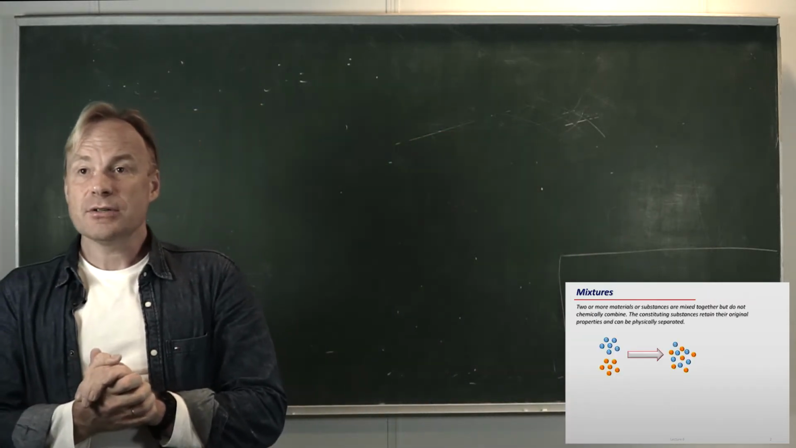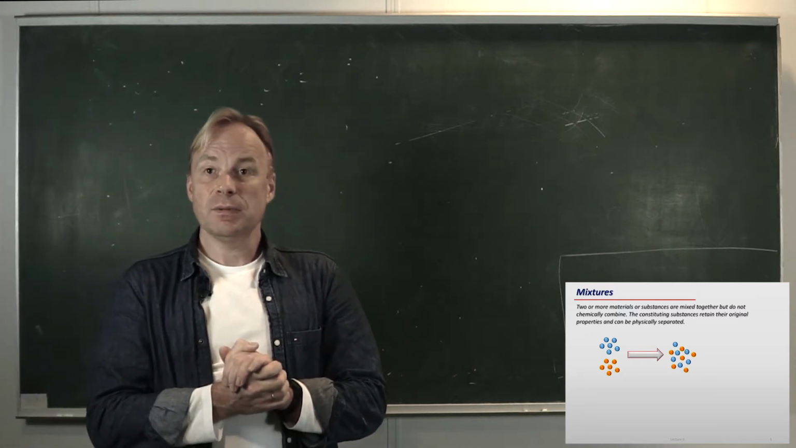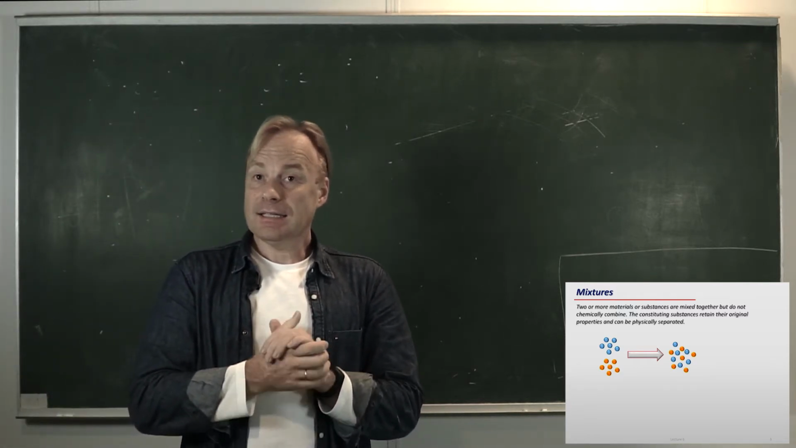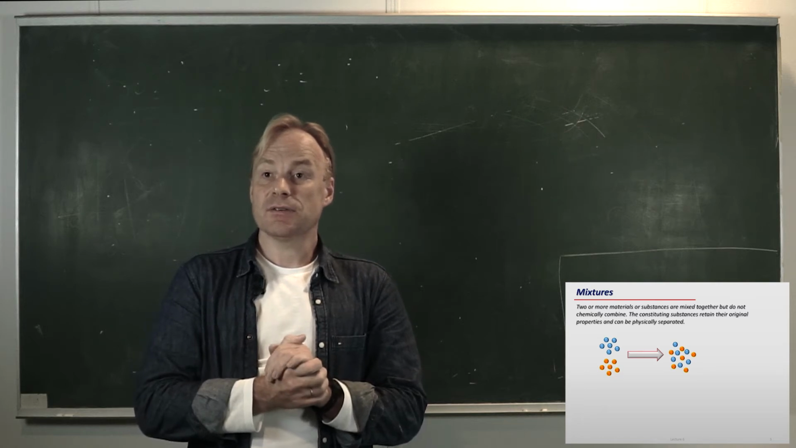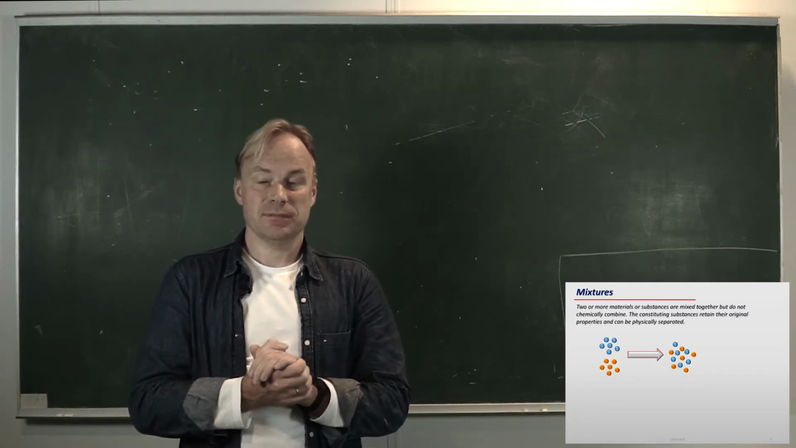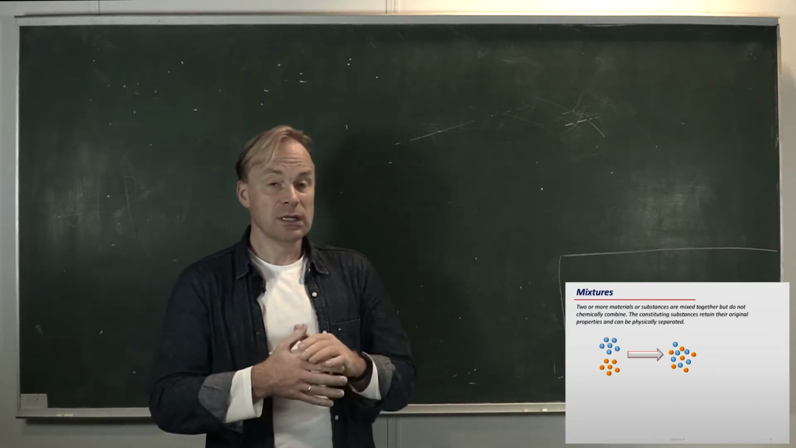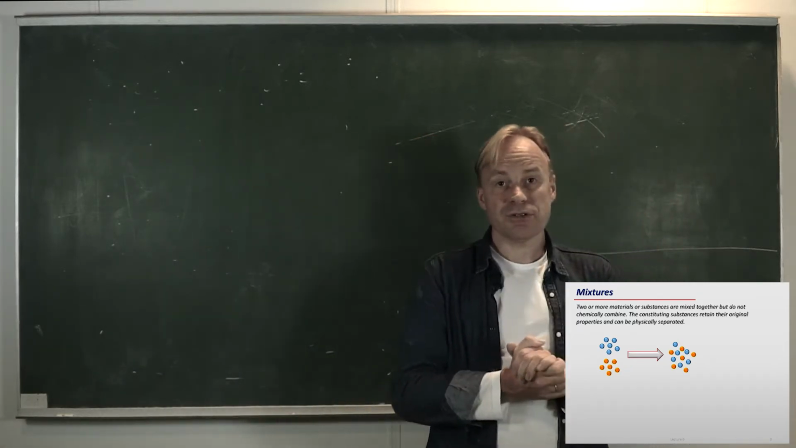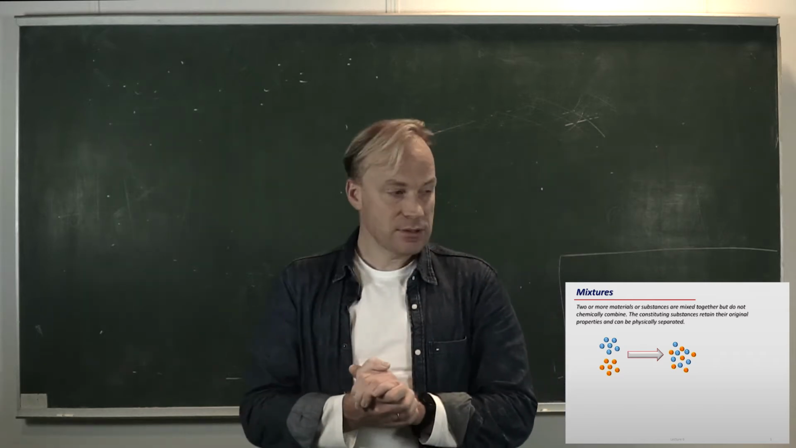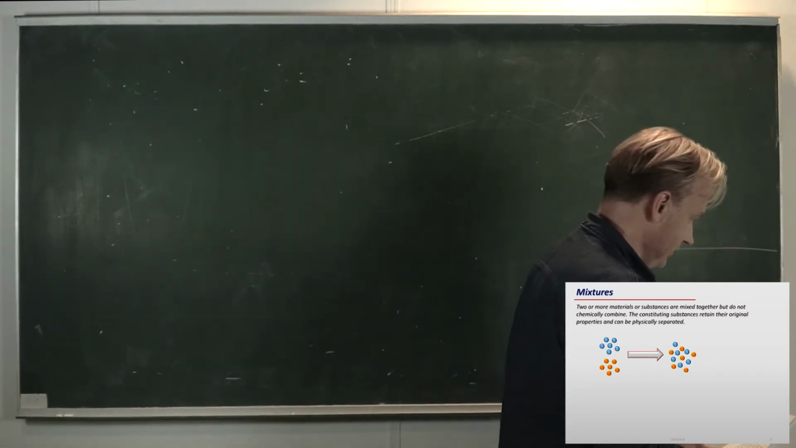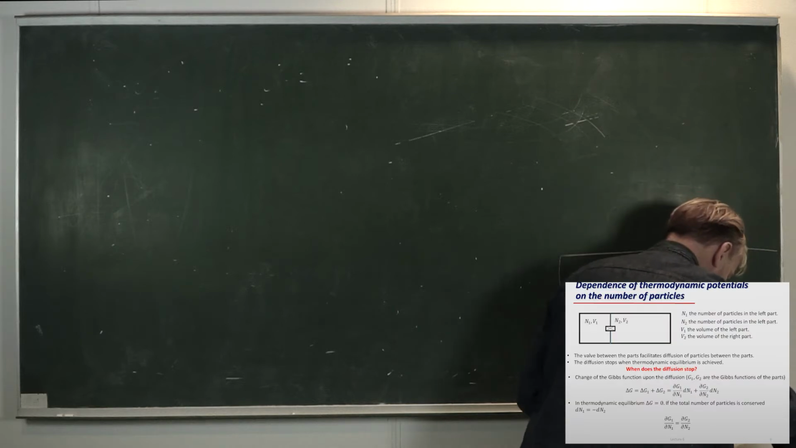What is a mixture? Two or more materials or substances are mixed together but do not chemically combine, and the constituting substances retain their original properties and can be physically separated. In this case, we will call a substance a mixture. In order to talk about mixtures, it is convenient to introduce a new quantity, and this quantity is called chemical potential. Let me explain what it means.